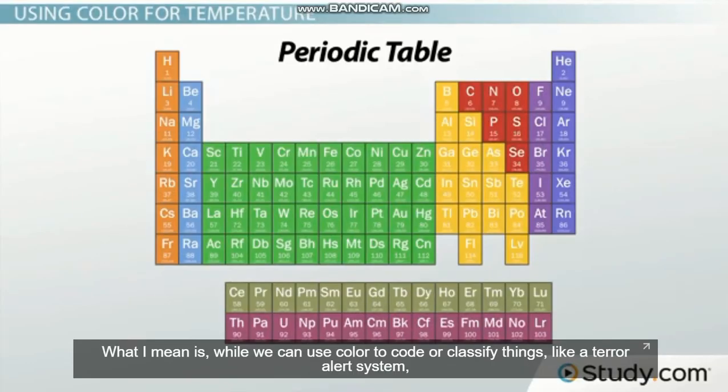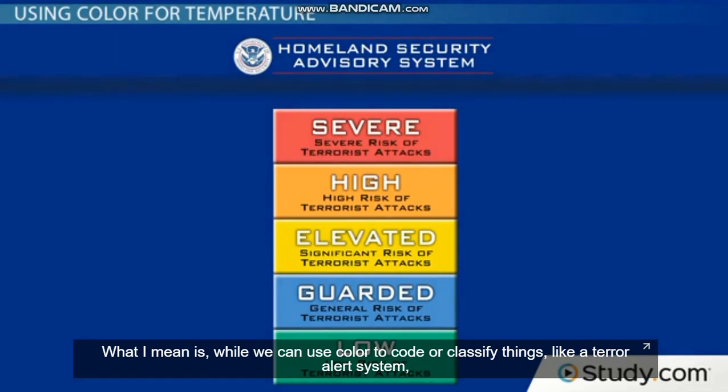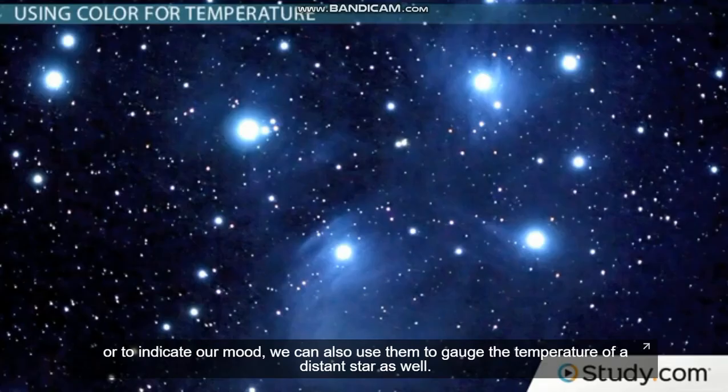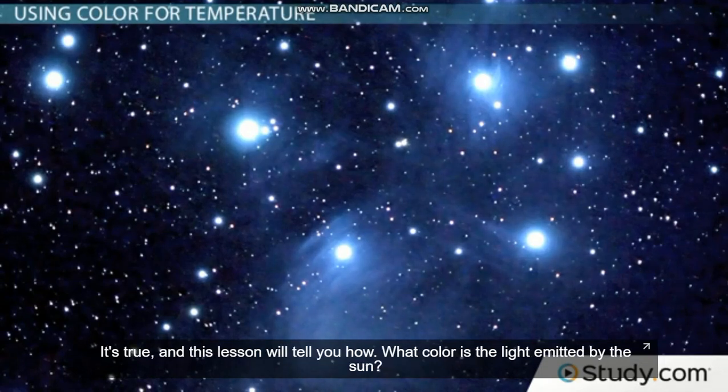What I mean is, while we can use colors to code or classify things like a terror alert system or to indicate our mood, we can also use them to gauge the temperature of a distant star as well. It's true, and this lesson will tell you how.